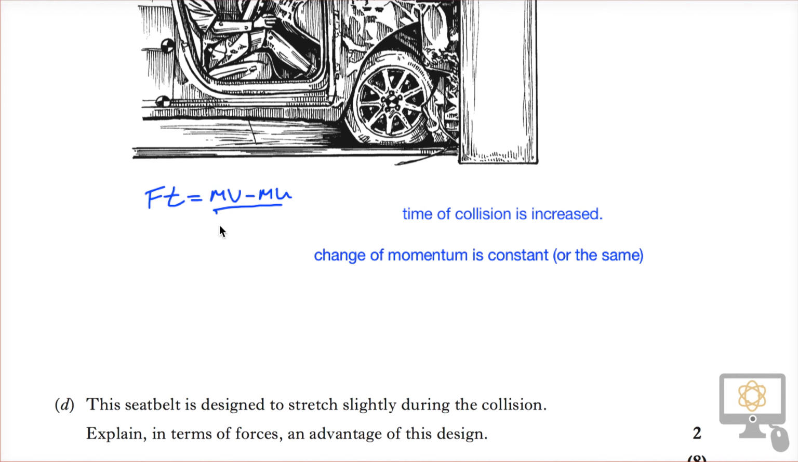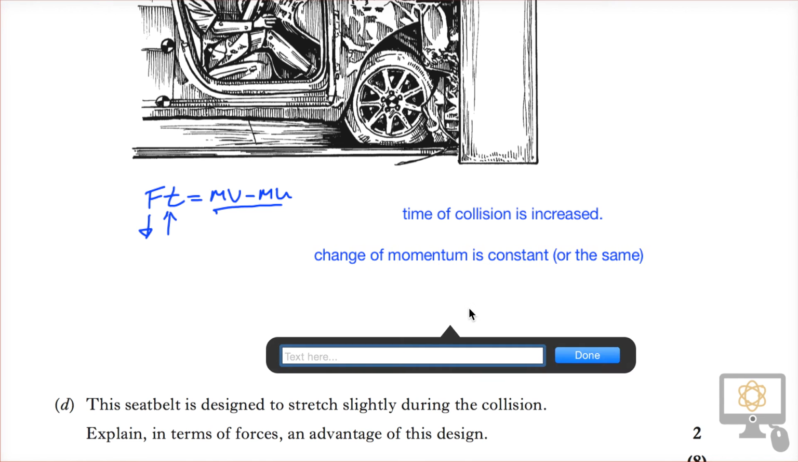Okay, and so if the time of the collision is increased by having this slightly stretched elastic in the seatbelt, and this does not change, if that's fixed, then if this equality is true and t increases, then the force must go down to keep the change of momentum the same. And so our final statement written here is that the average force on the dummy is reduced.